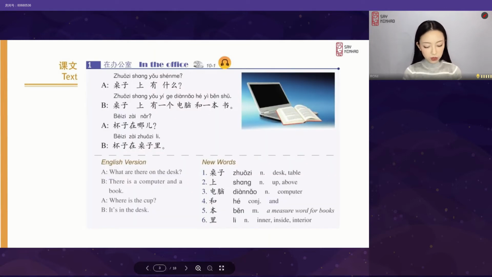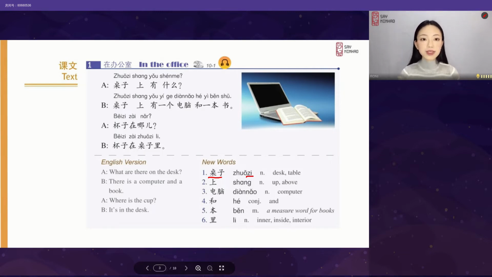Okay, let's move on to our text one. Let's first see the new words. This one, 桌子, we've seen it in the warm-up part. 桌子, read after me, please. 桌子. Zi is the neutral tone. Please pay attention to it. Neutral tone. 桌子. Okay, it means desk, table.